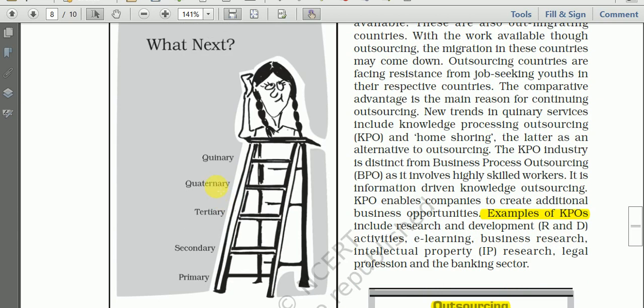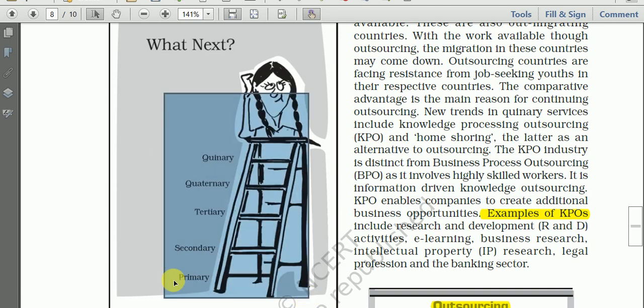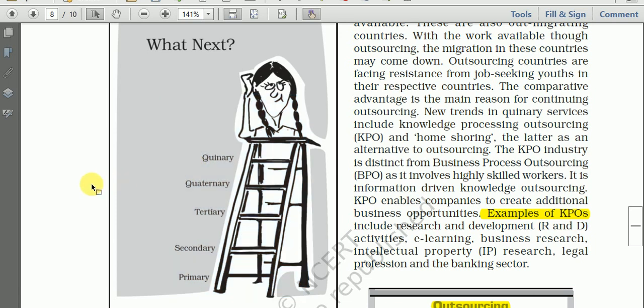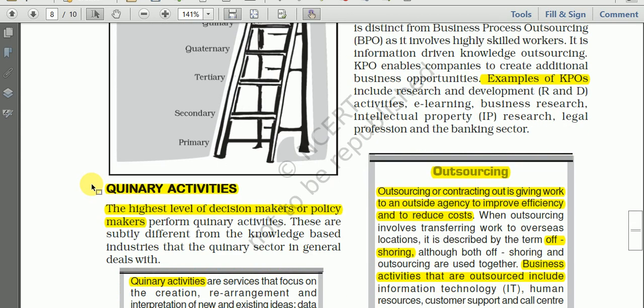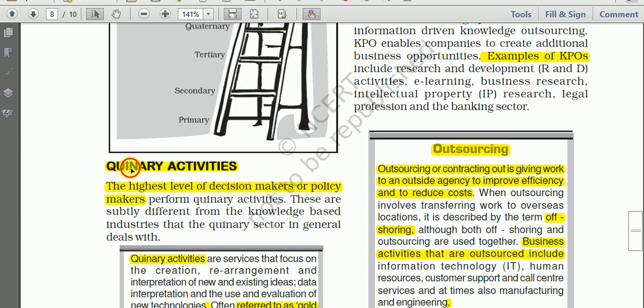So here this picture tells the levels of economic activities, from primary activities to secondary to tertiary, then quaternary and quinary. Okay, so these are the different levels of economic activities.